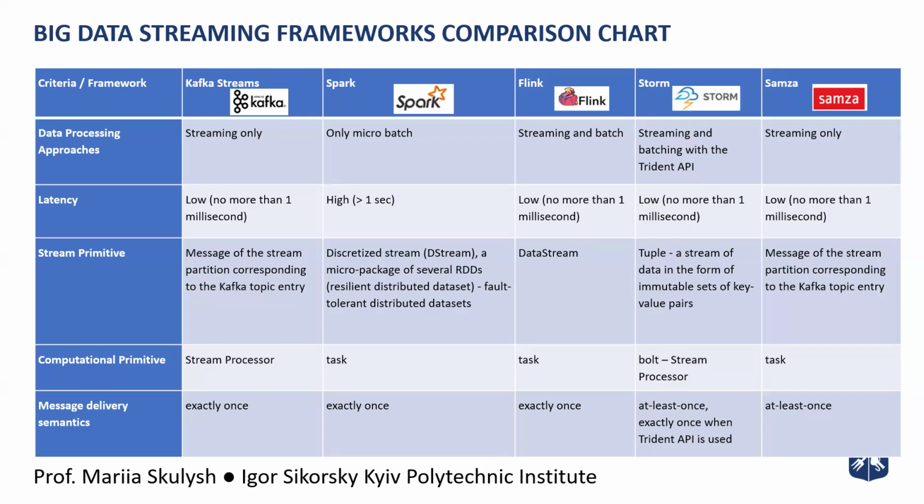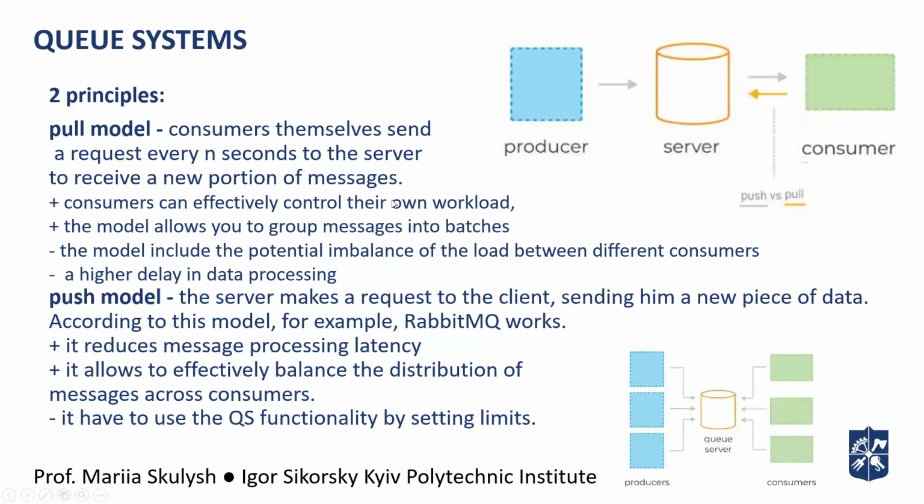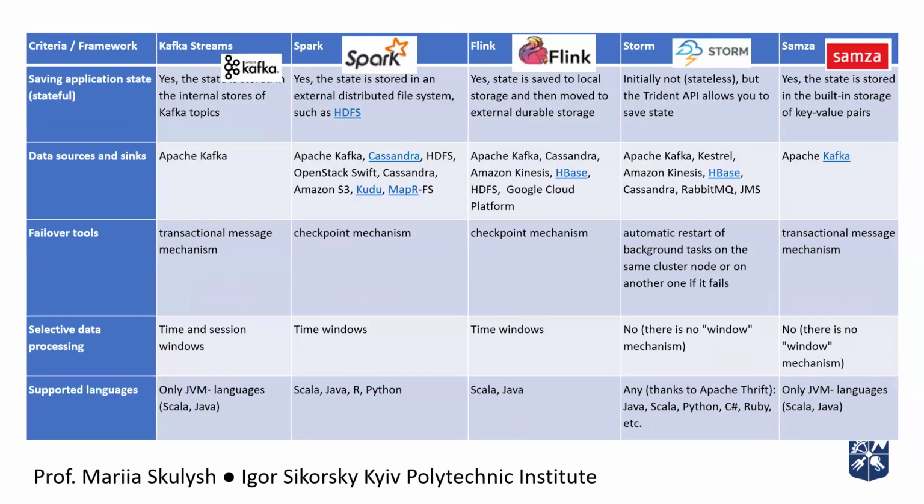Also, for the computational primitive, what number of resources is processed. Then message delivery semantics, so exactly once, at least once, and so on. Then we can talk about saving state, stateful applications and data sources.